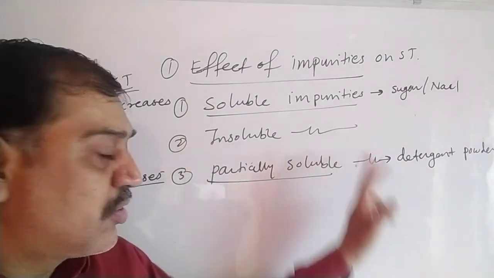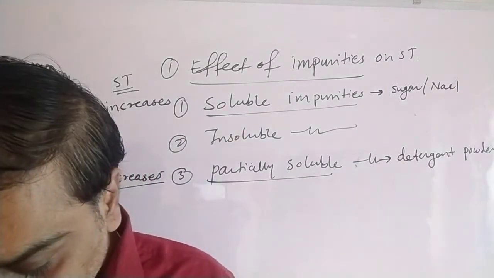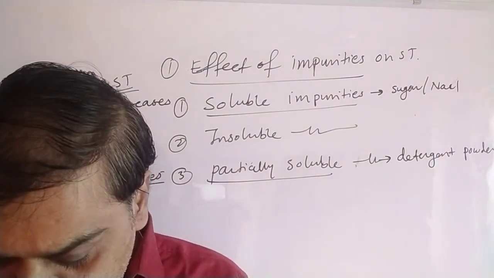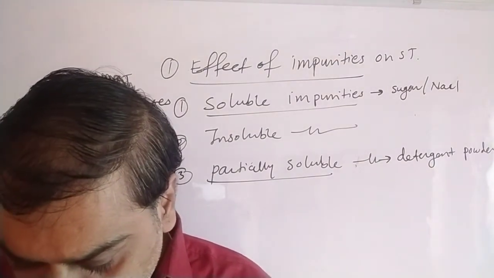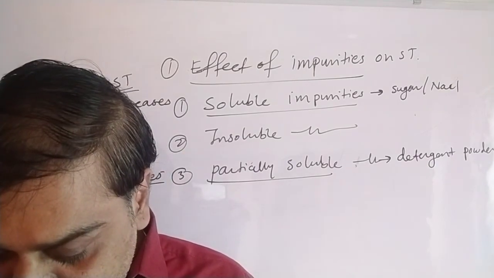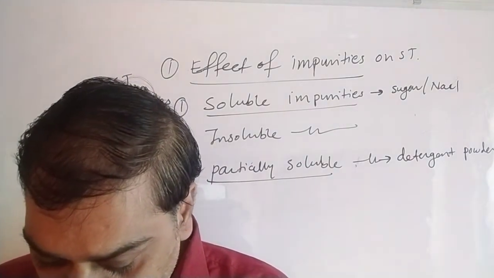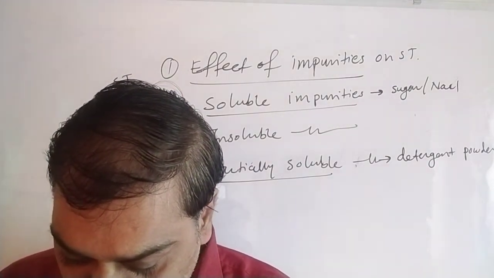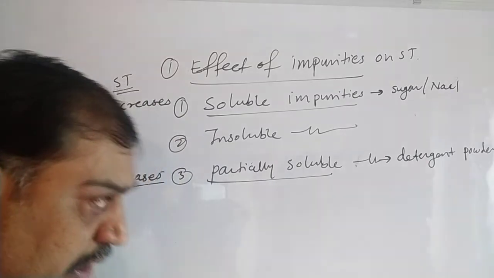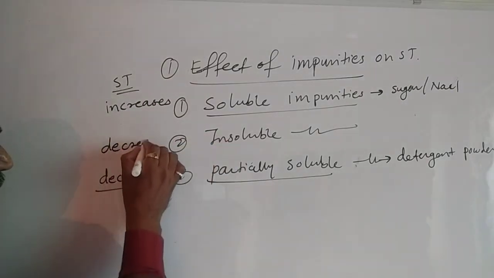When we add insoluble impurities, as they have named in your book, they have taken two types of liquid. It is seen that when insoluble impurities are added into water, the surface tension decreases. So here, when an insoluble impurity is added, again the surface tension decreases.